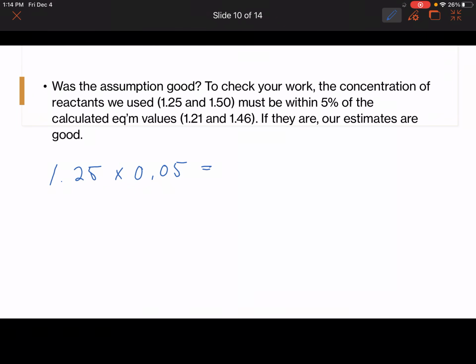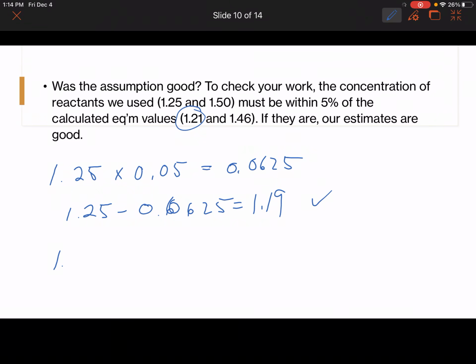If we do that, we get 0.0625, so 1.25 subtract 0.0625 is equal to 1.19. And so is it good? We had said 1.21, so yes it is.